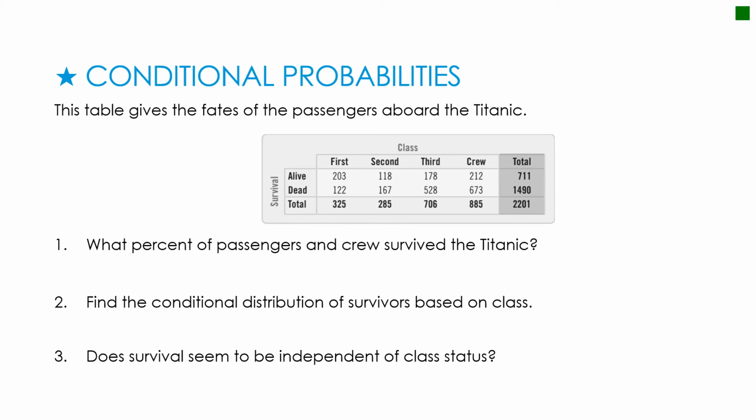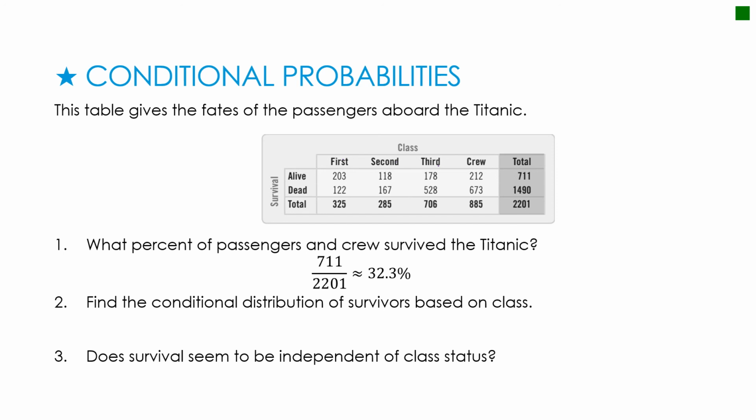Looking at question number 1, they're asking what percent of passengers and crew survived the Titanic? Again, we're always looking at what is the population. The population is passengers and crew, which is everybody, because it's first, second, third class passengers and crew. So my denominator should be 2201, and the numerator would be people who survived, so people who are alive. My answer would be 711 over 2,201, and then turn that into a percentage.